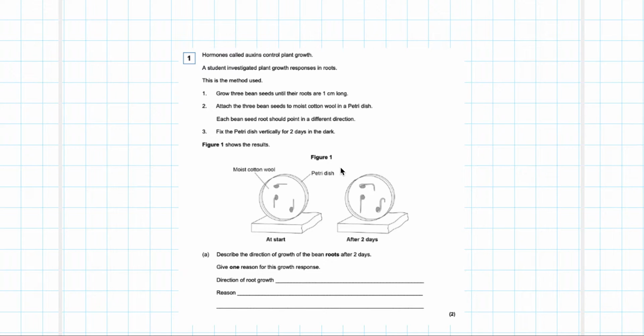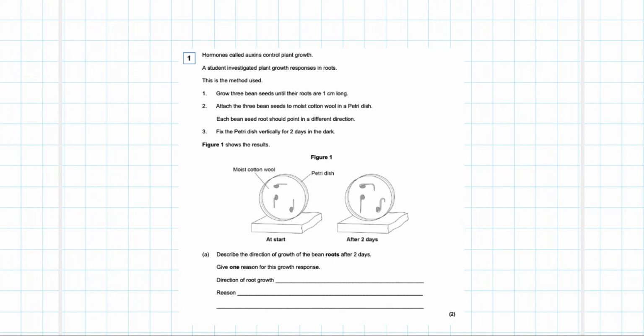So question 1, hormones called auxins control plant growth. A student investigated plant growth responses in roots. He uses a method which involves growing 3 bean seeds until their roots are 1 cm long, attaches the 3 bean seeds to moist cotton wool in a petri dish, and then each bean seed root should point in a different direction. Fixes the petri dish vertically for 2 days in the dark and shows the results.